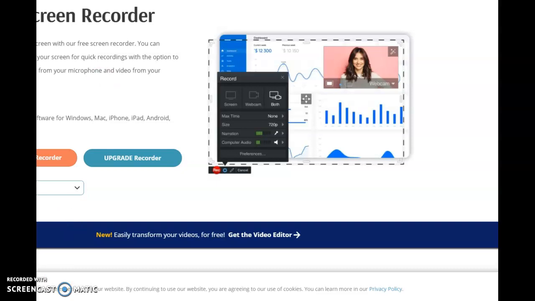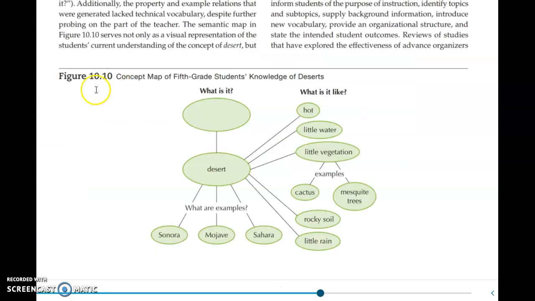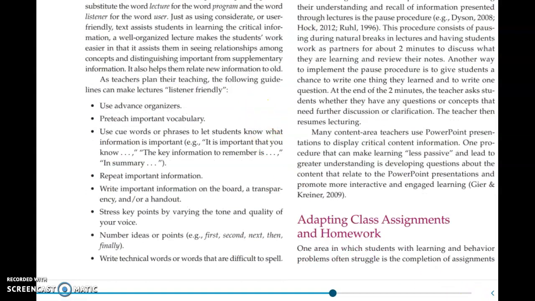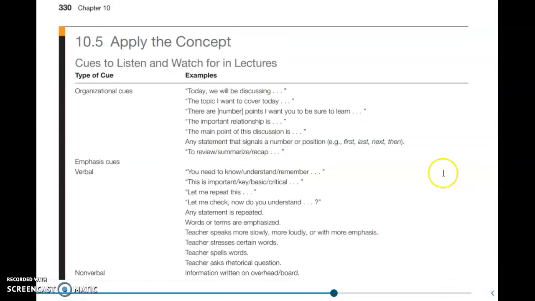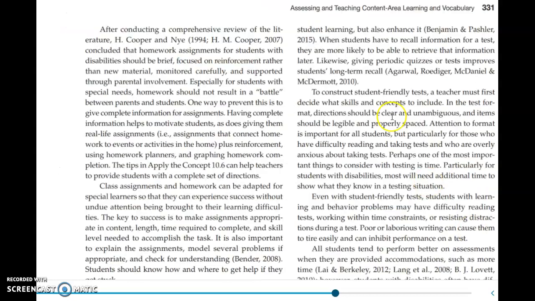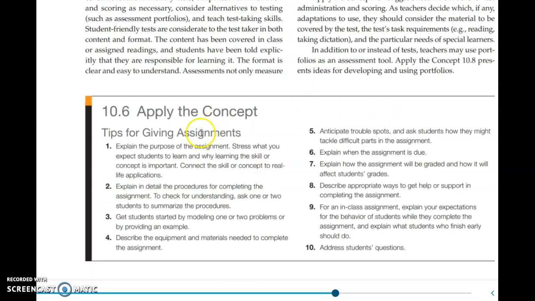I had pulled up figure 10.10 just because I thought this was another great example of a concept map, just to kind of show you what it might look like. Let me see if I can find 10-6 really quickly. Let's see, hold on one second. So keep visiting. So that's 10.5. We talked about that, listening for important words and important phrases. And so there's 10.6, apply the concept.